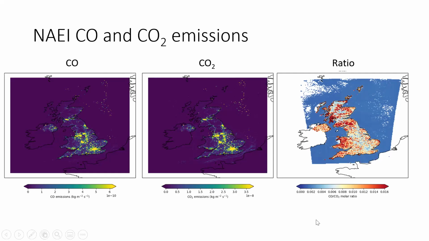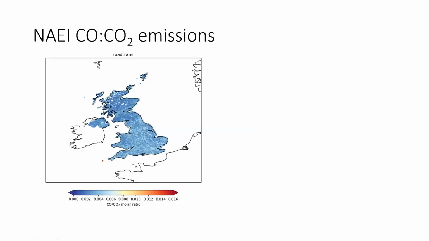This is showing the CO over CO2 molar ratio. Low values, the blue values in this plot, indicate less CO per mole of CO2, whereas reds indicate more CO. What you see is that we get smaller ratios in areas such as London and the Midlands, essentially urban areas. Rural areas tend to have higher ratios, and this is due to differences in the different sectors. For instance, if you look at something like road transport within the inventory, we have a very similar ratio all around the country.